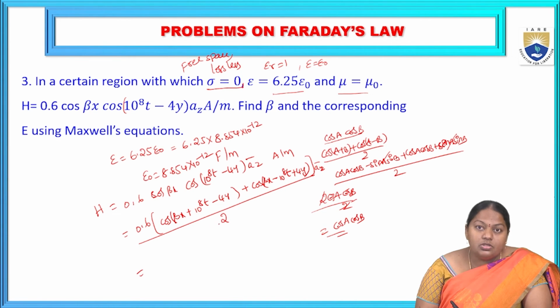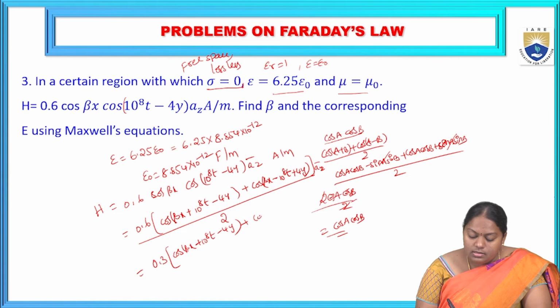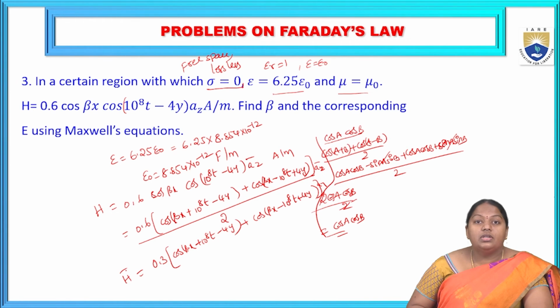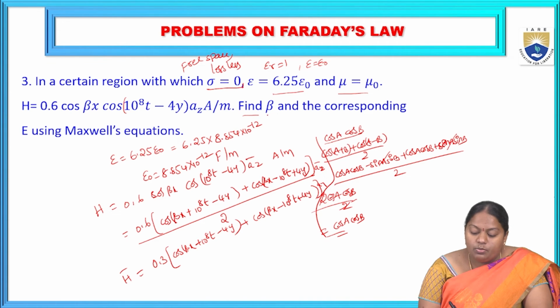So 0.6 by 2 becomes 0.3. Then the total function becomes cos(βx + 10^8 t − 4y) plus cos(βx − 10^8 t + 4y) into az. Okay, this is to be written for the value of H. Now from this H, we need to find β and the corresponding E using Maxwell's equation.